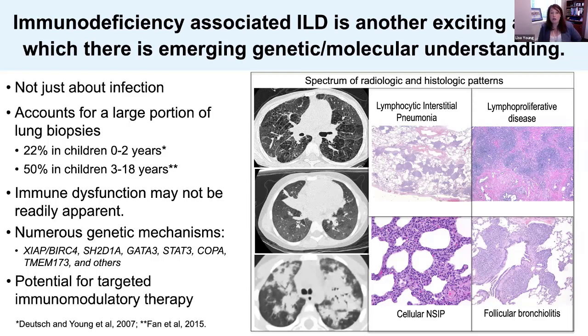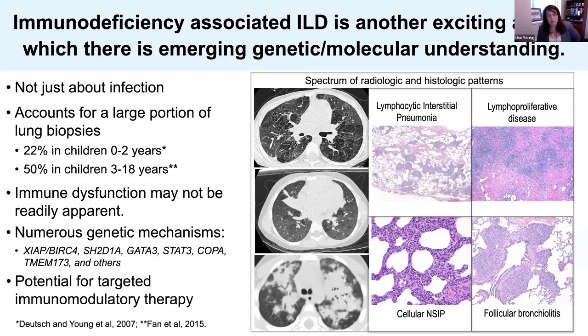I know there also was a talk about immunodeficiency, and so I want to just take a moment and remind you to think about immune dysregulation, and there's a lot of lung disease other than infection that occurs in these patients with a lot of new genetic and molecular understanding.